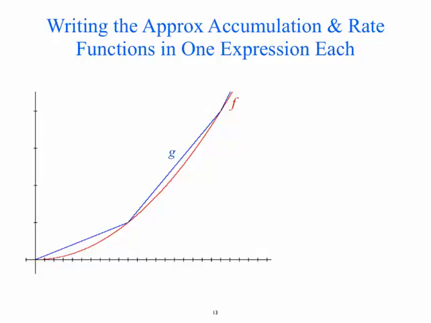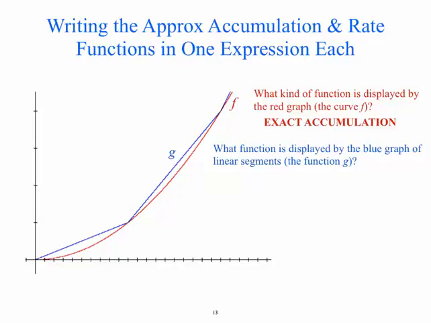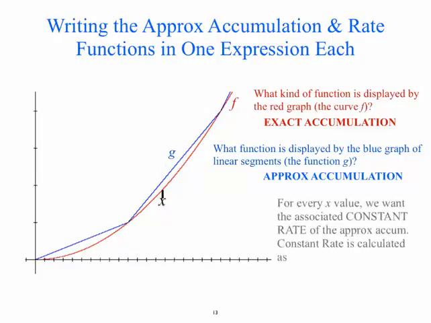Okay, so what kind of function is displayed by f, the red graph? What kind of function is that? Exact accumulation. And then the blue graph g? Approximate accumulation. Okay, good. So what we want to do now is think about any arbitrary interval, and write what the function g is for any arbitrary interval.